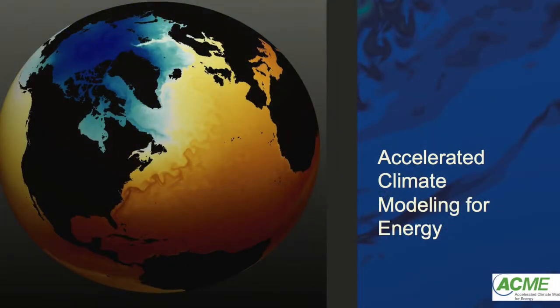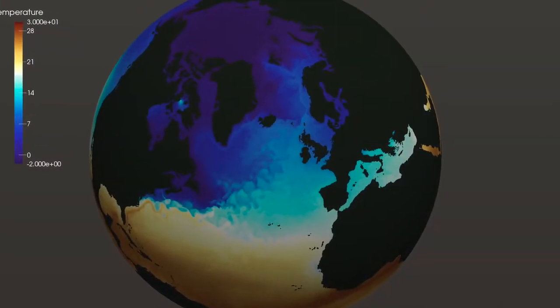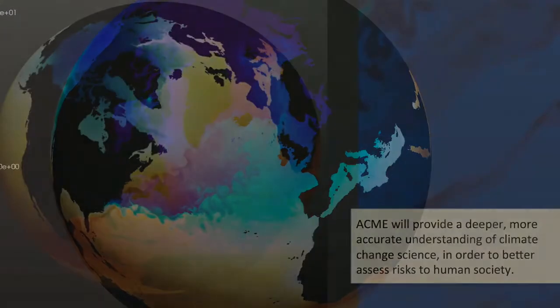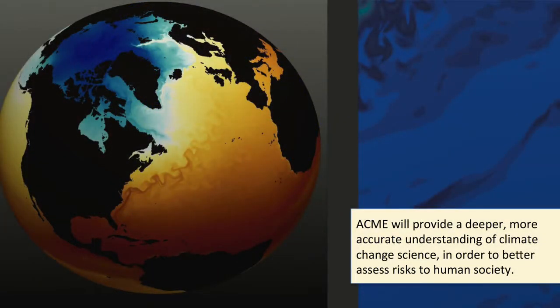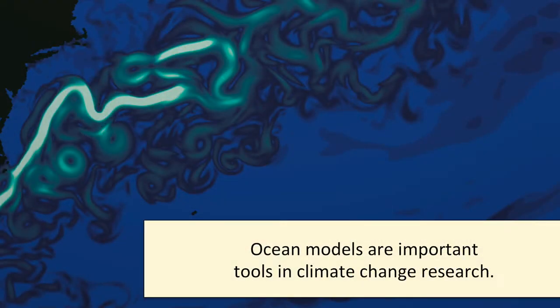The Accelerated Climate Model for Energy, or ACME, is a new initiative by the Department of Energy to develop the most complete, leading-edge climate model that efficiently runs on the world's fastest supercomputers. ACME will provide a deeper, more accurate understanding of climate change science in order to better assess risks to human society. Ocean models are an important tool in climate change research.